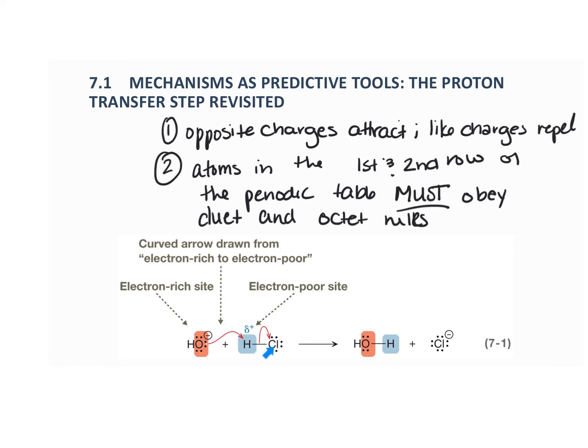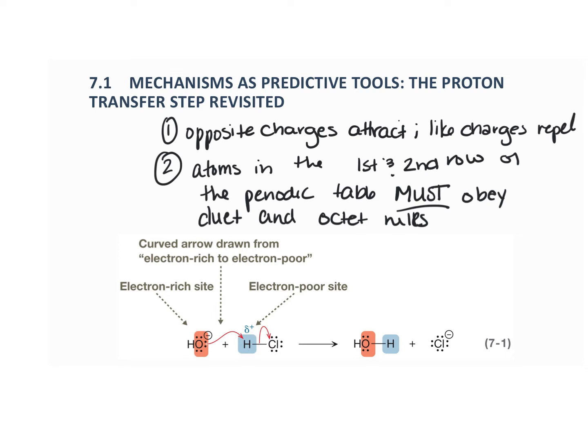The electrons that make up the hydrogen and chlorine bond are then going to go on to the chlorine. So it just breaks apart and they go there. Now, chlorine is also partially negative, but it wouldn't make sense for the electrons to come over here and attack the chlorine because those have like charges and like charges repel. So it only makes sense for these electrons to come and attack the partially positive hydrogen.